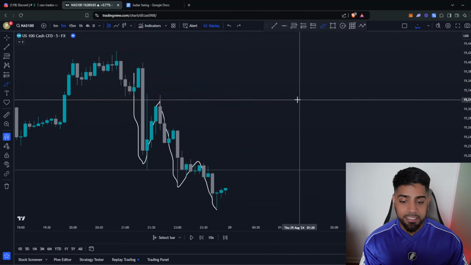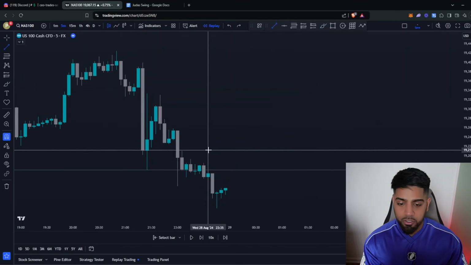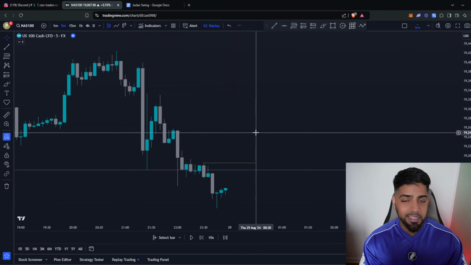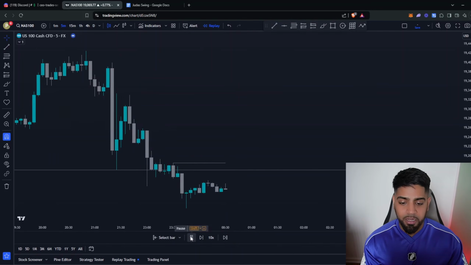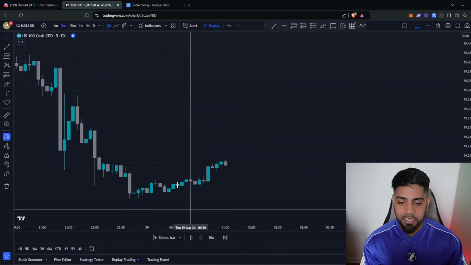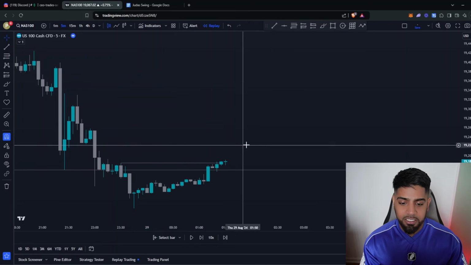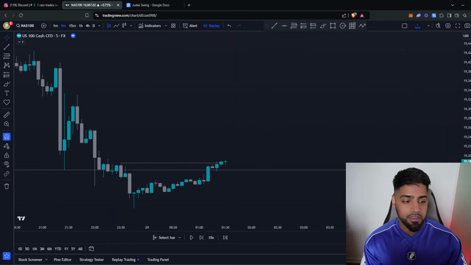So that is what we're anticipating. That is what we're looking for. So what we're going to do is identify that right there is where we're going to get a market structure shift. So if I play price on, we can see that eventually price goes up and actually gives us a market structure shift right there.